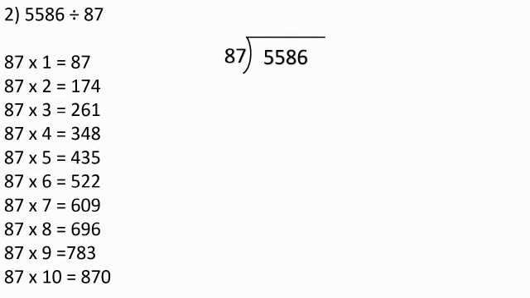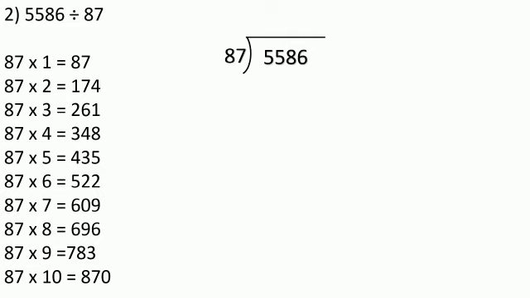Students, you have to see the number which is less than 558 and it is there in the table of 87. 87 ones are 87, 87 twos are 174, 87 threes are 261, 87 fours are 348, 87 fives are 435, 87 sixes are 522, and 87 sevens are 609. Now 609 is bigger than 558, so which is smaller? 522.